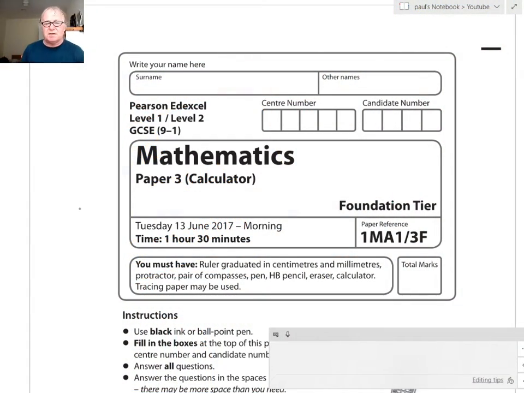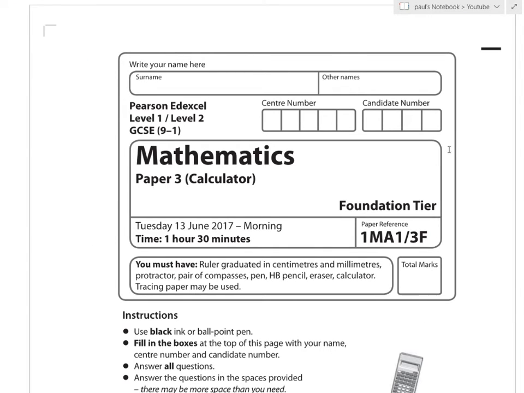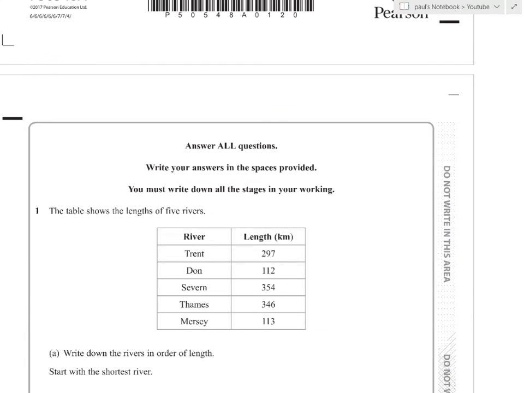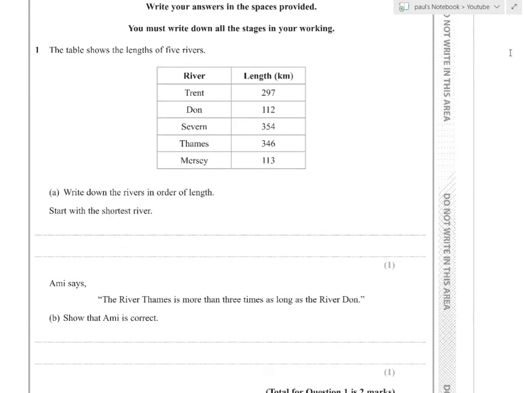Here we go. This is a GCSE paper 3 from Edexcel Maths, of course, and it's June 2017. The computer's been playing up today, so we're going to see how it's going to go. Right, so answer all the questions. Write down all the rivers in order. Let's have a look.